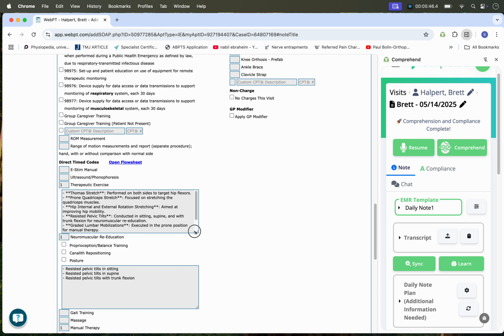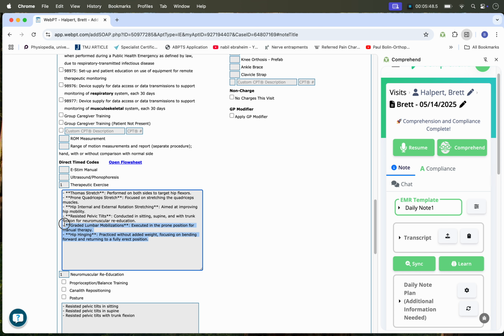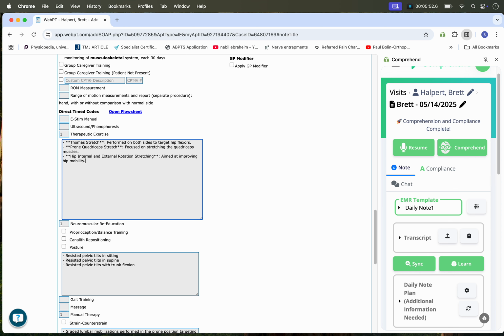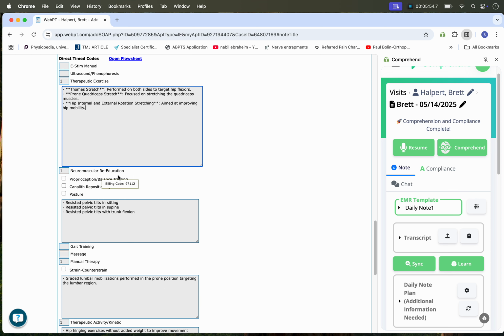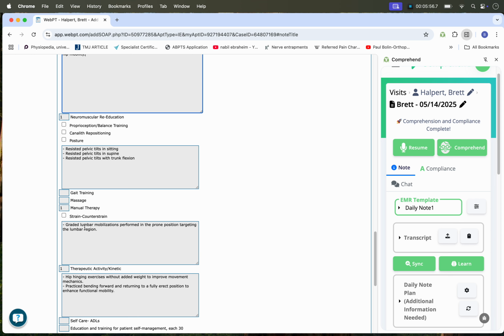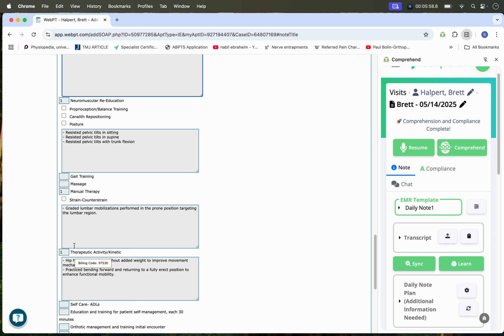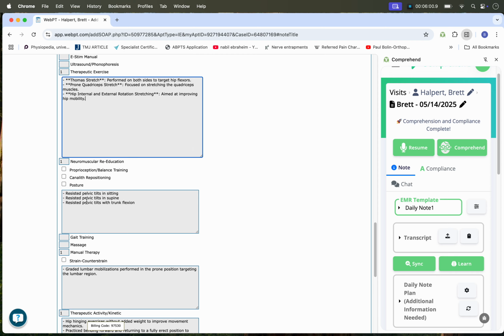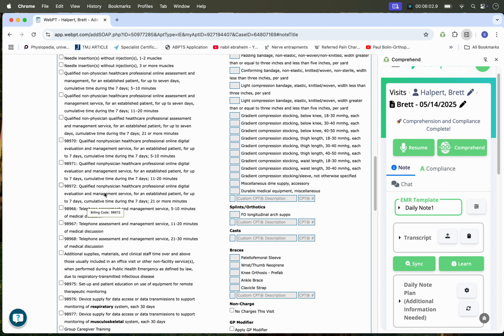Here you can see my treatments. So I'm taking these out because these were not under therapeutic exercise. The neuro re-ed is all correct. Manual therapy is correct. And then the two components of the therapeutic activity are correct. And that's all.